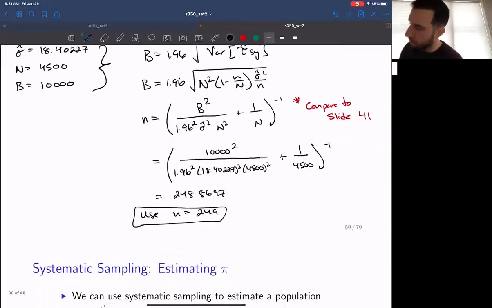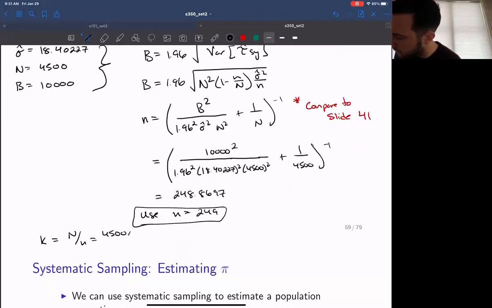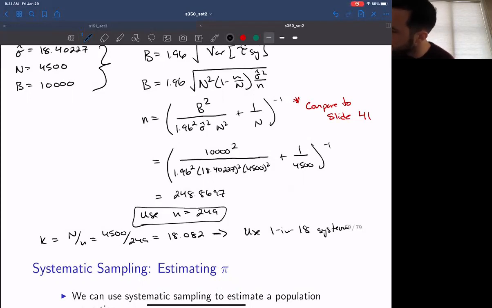So now what we would do is K is equal to capital N over little n, which is 4,500 divided by 249. Okay, so this is going to be 18.082. And now what we would do is round down to get the sampling period for the systematic sample. So use a 1 in 18 systematic sample.